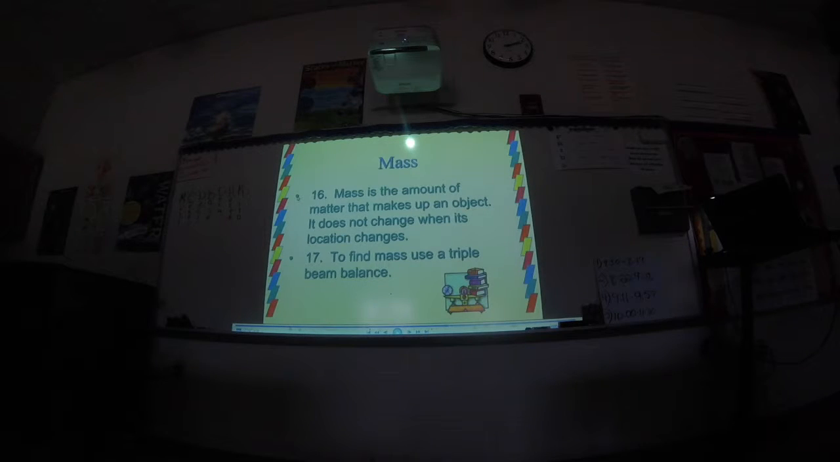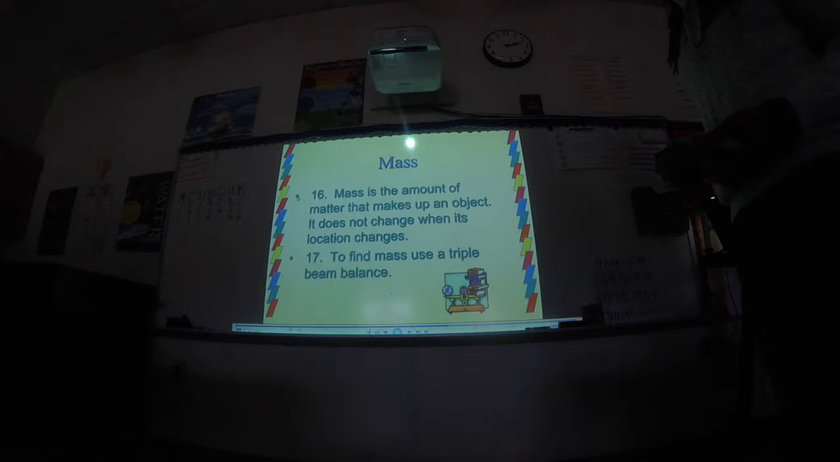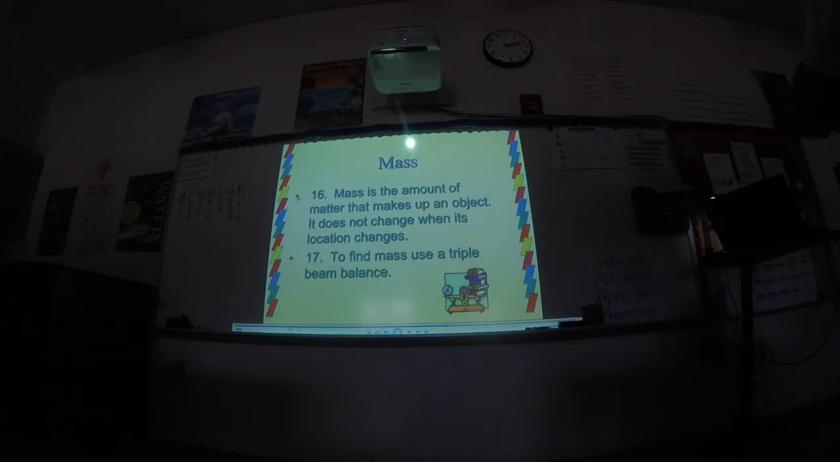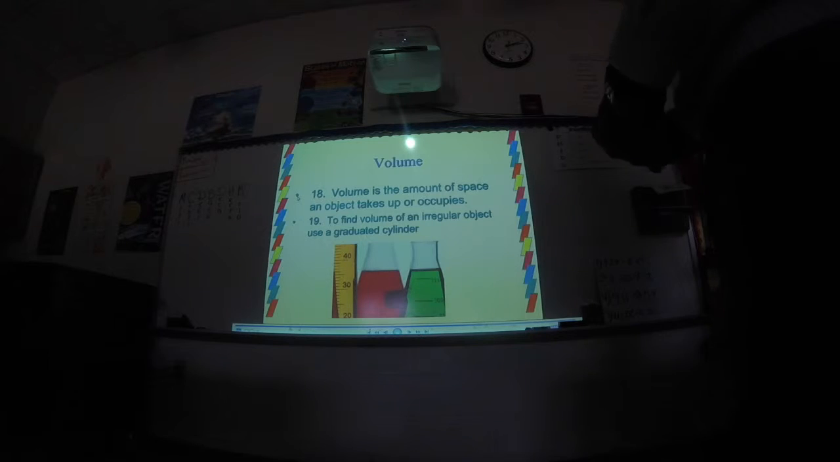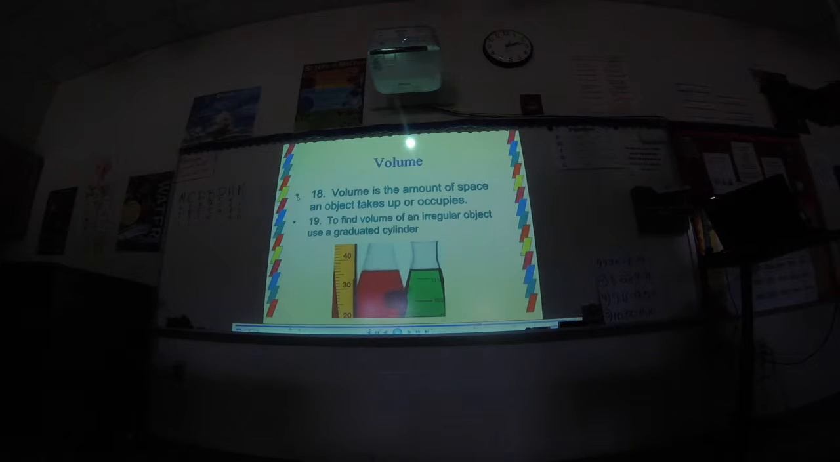Mass is the amount of matter that makes up an object. It does not change when its location changes. To find mass, use a triple beam balance. Remember, we just said we'll be using one of those for our labs today. Volume. Volume is the amount of space an object takes up or occupies. And to find the volume of an irregular object, you must use a graduated cylinder. It's one of our words we've used also today.